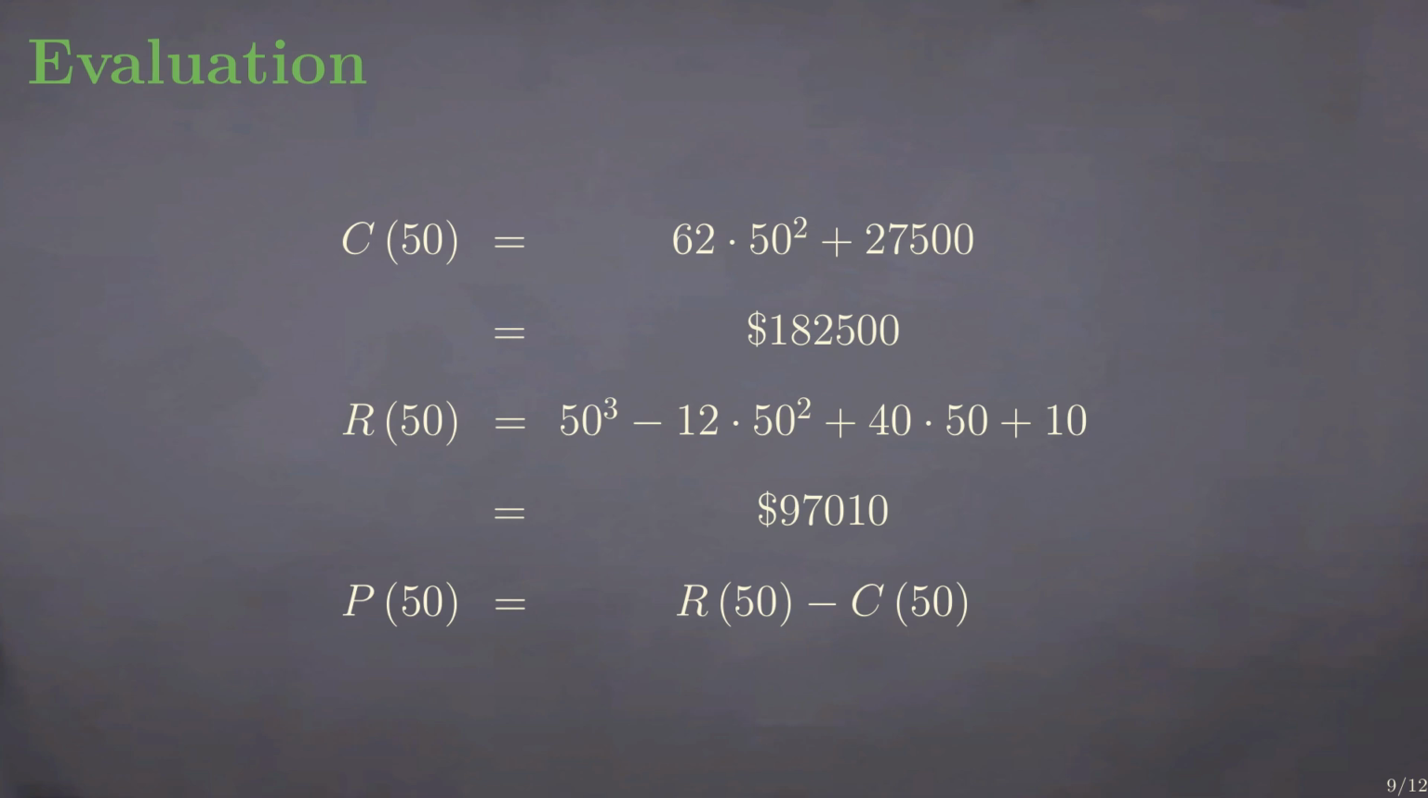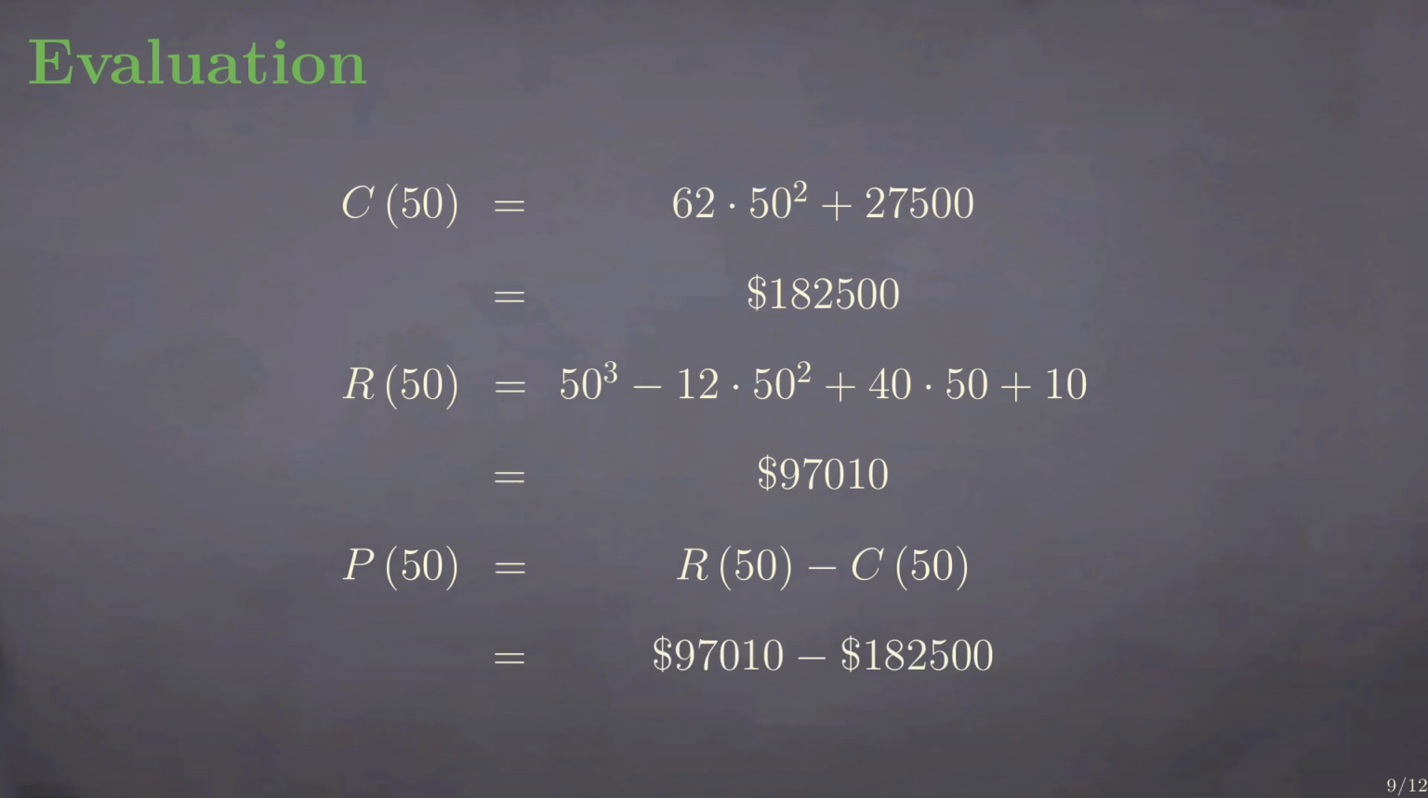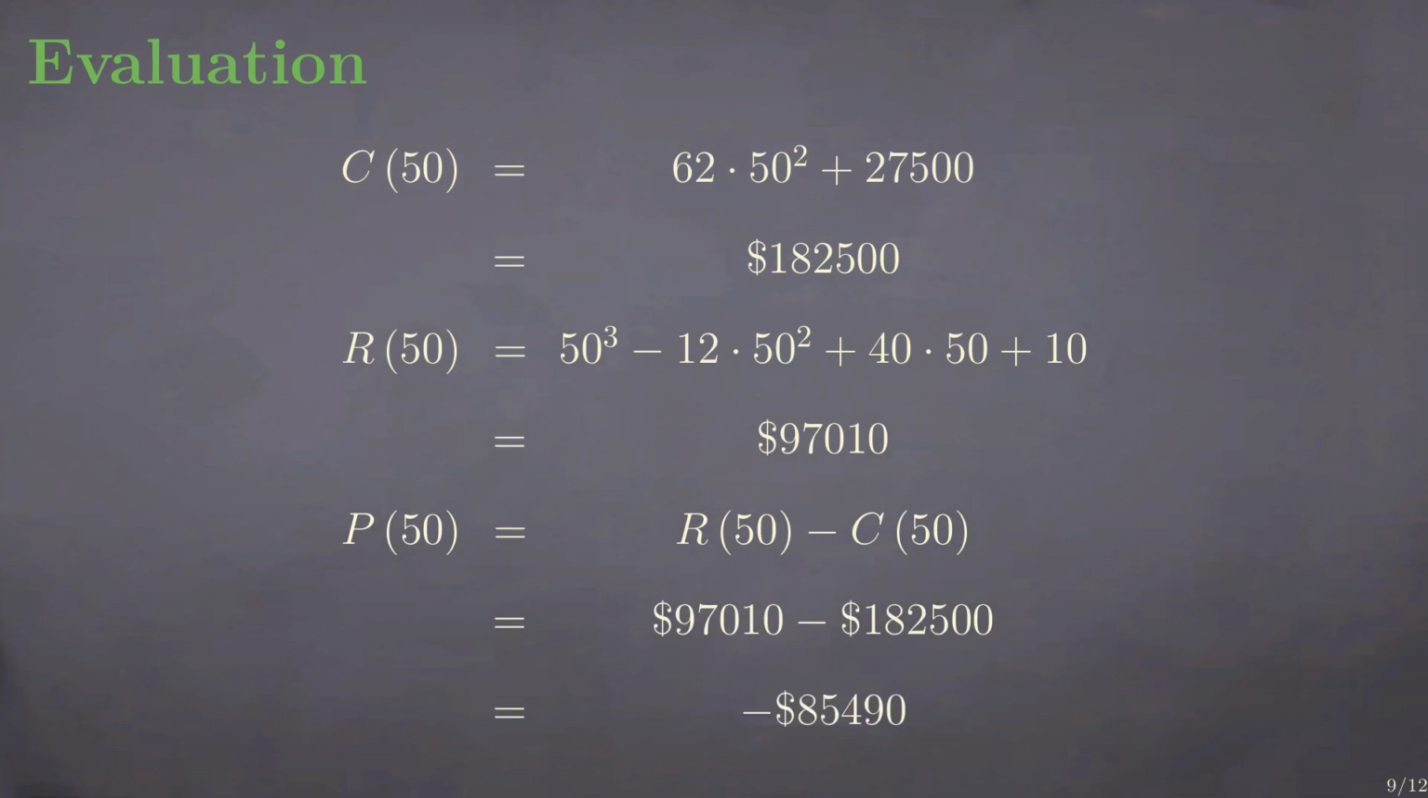And last, the profit P of 50. Actually, we do not need to evaluate P at 50. We only need to take the difference between R of 50 and C of 50. So this gets us minus $85,490, which means that after the production and sale of 50 items, we lose a lot of money.